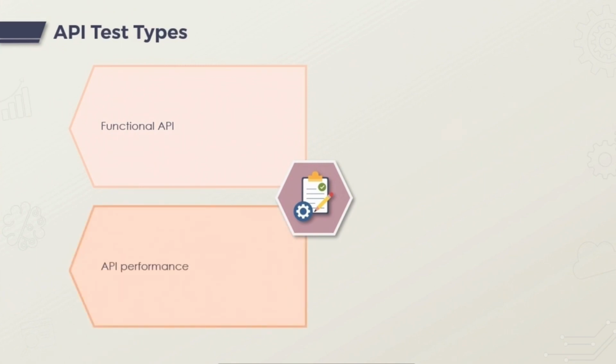Next, we have API performance tests. To ensure that an API can handle the expected or higher load, we validate its functionality and performance by artificially creating or simulating API calls. API performance testing includes other subtypes, such as load testing, stress testing, and scalability testing, among others.